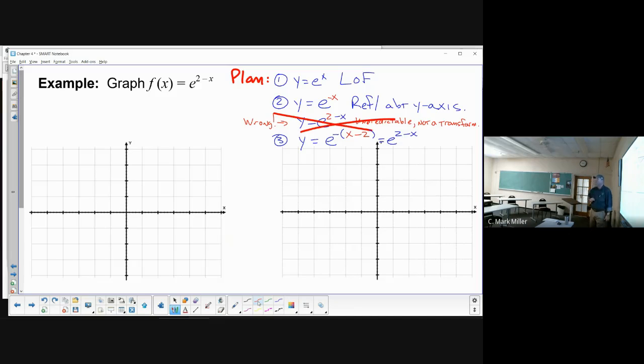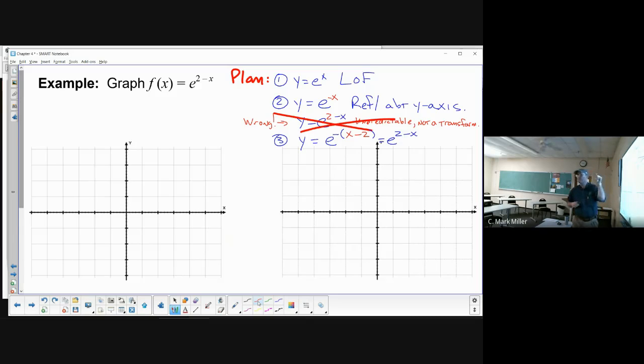All right? This is where you absolutely needed your transformations to be sharp, that blade on your Swiss Army knife needs to be sharp, well oiled. Now, this is a transformation. And I told you it was going to be something horizontal, right? So this is going to be a horizontal shift. Left or right?